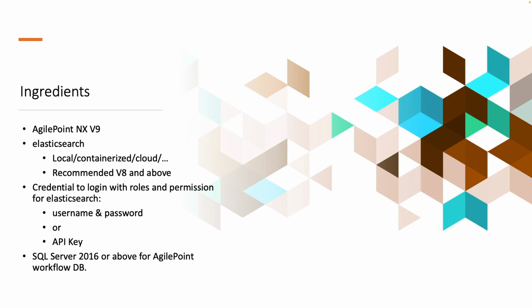To have the integration in place, and if you'd like to follow along with me on this demo, you'll need AgilePoint NX version 9 and Elasticsearch. Elasticsearch can be anywhere, locally or in the cloud, as long as you can connect to it from your AgilePoint server instance. We highly recommend using version 8 and above, though as the integration uses the core capabilities of Elasticsearch, earlier versions should work just fine. You also need credentials and permission to log into Elasticsearch. This can either be an API key or a username and password. And finally, you need to make sure that your AgilePoint workflow database is running on top of SQL Server 2016 or above.